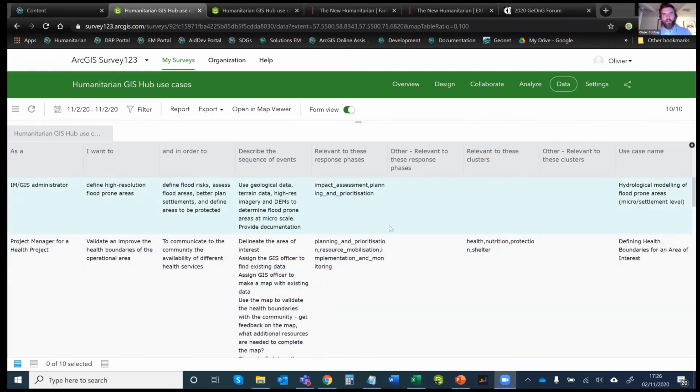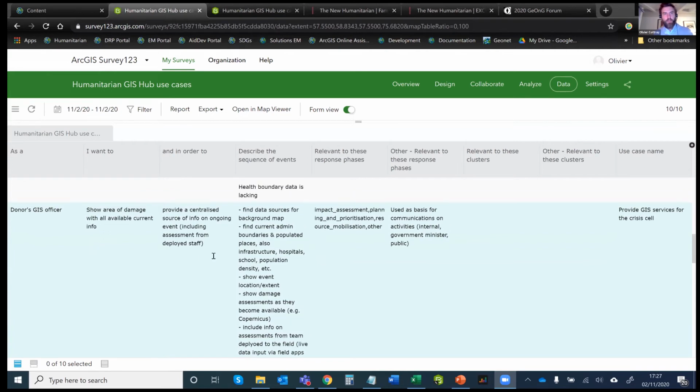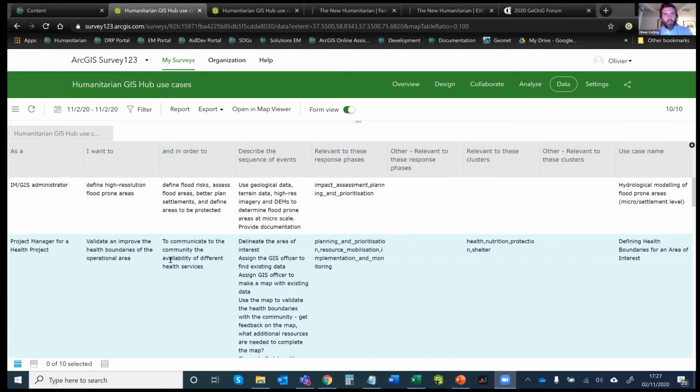Because what I'm finding the most useful column here, I don't know what you think, is this "in order to." It's really that objective level, which I'm thinking can become quite a useful way of organizing our different use cases. Because of course, specific use cases are going to be very specific to a particular organization, a particular event. But if you go up one level to the objective of that use case, what is that overall objective of the use case?